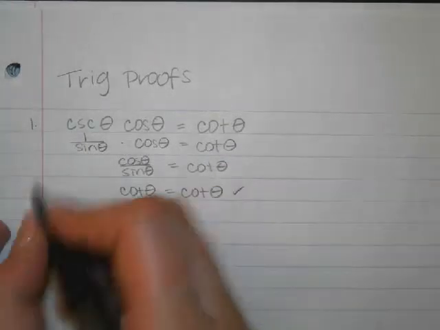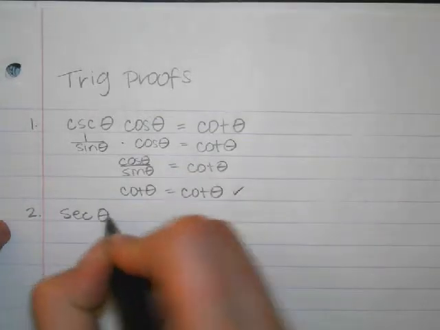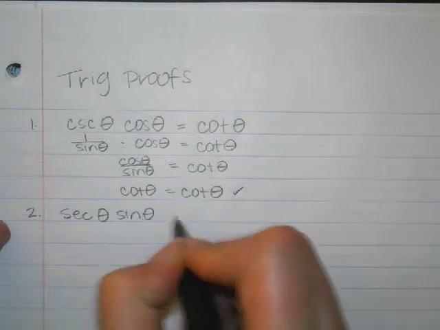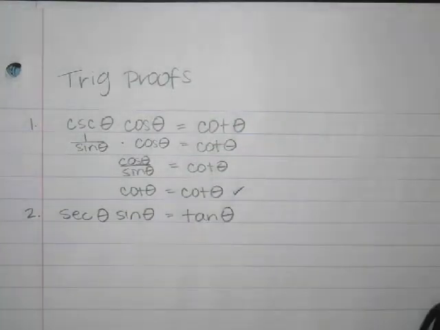Okay, go ahead and write number 2 on your paper. We've got secant theta sine theta equals tan theta. And I'm going to give you guys some time to do that one on your own. It's very similar to number 1.